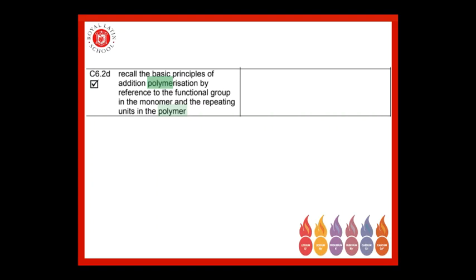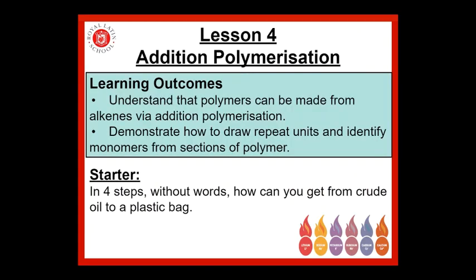We're going to be talking about polymerization, which links really nicely with what we did last lesson on alkenes, because alkenes can be used to make polymers. And well done to those of you that picked up on the silly little wordplay that I had at the end of the presentation.